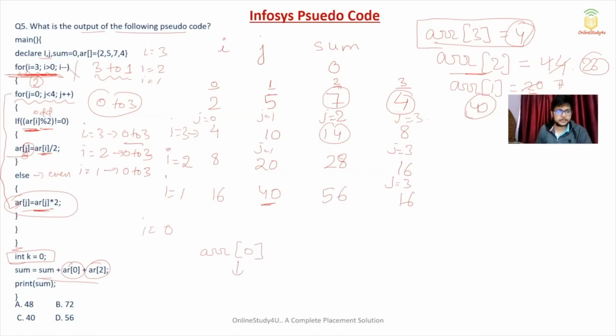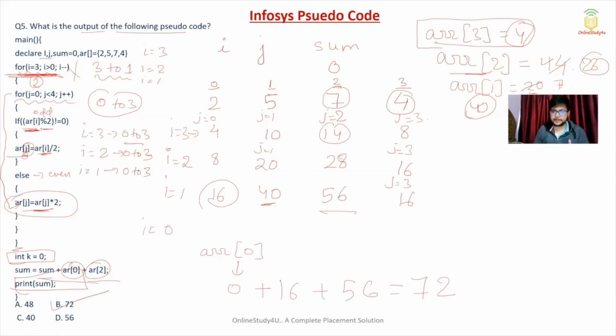Anyway, sum is equal to 0 plus ARR of, what is ARR of 0? That is 16. What is ARR of 2? It is 56. So that makes up to 72. I have to print the value of sum. So B is my correct option.